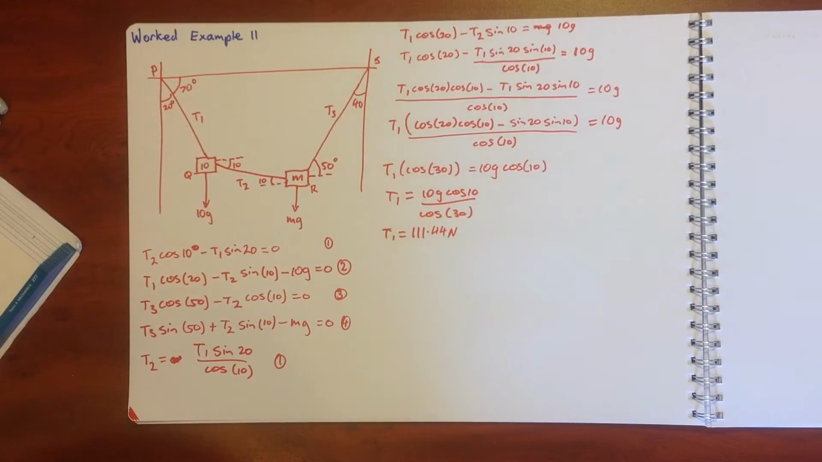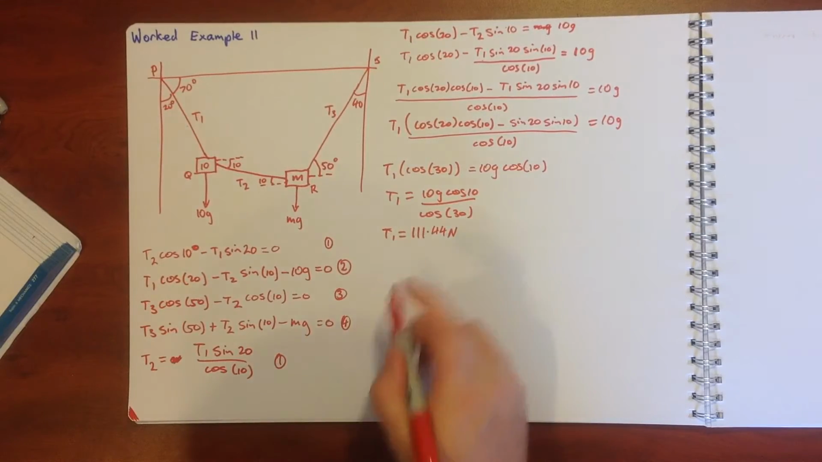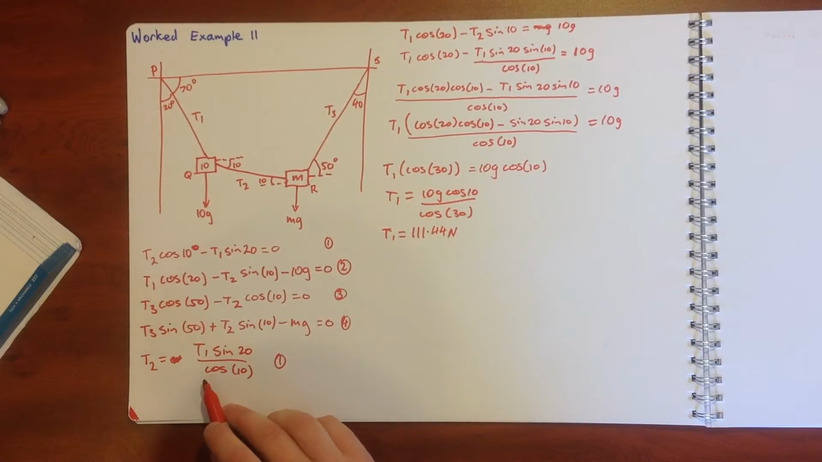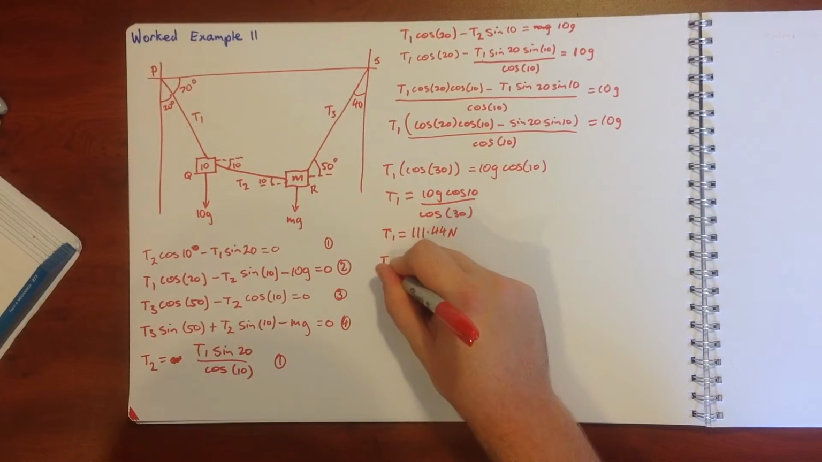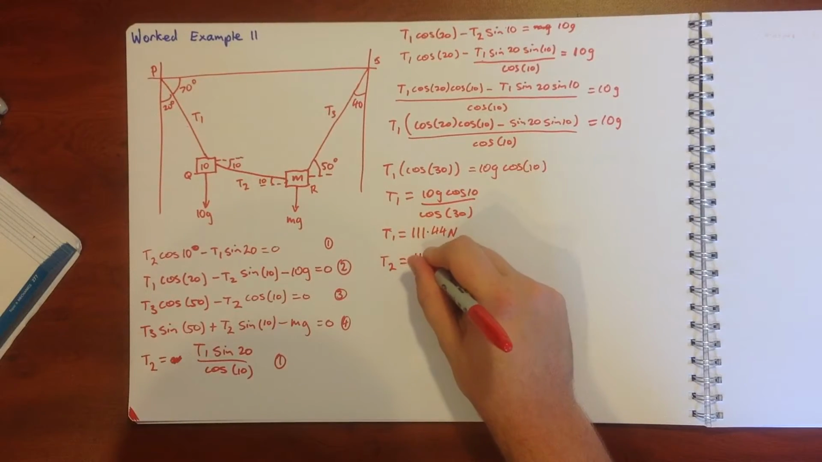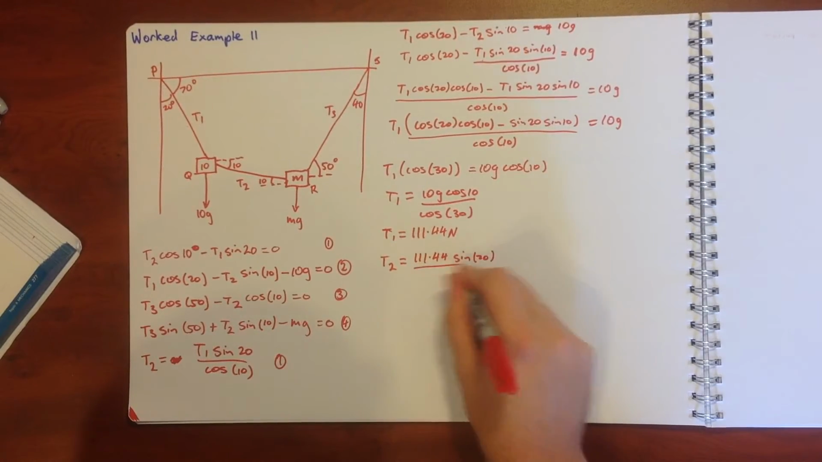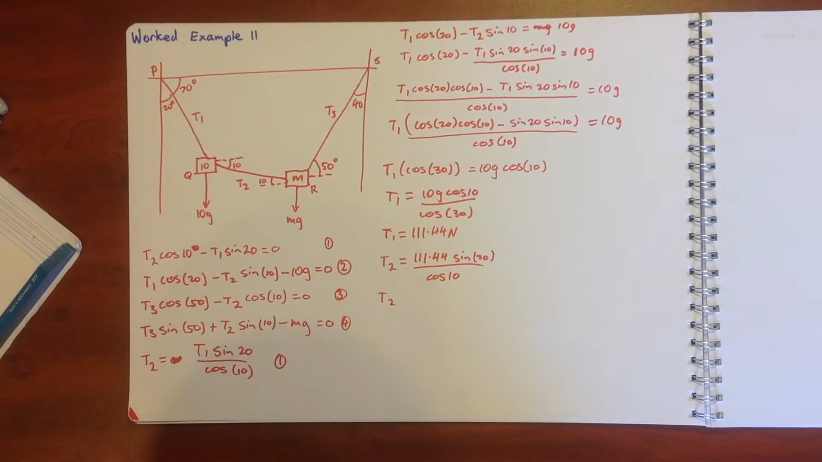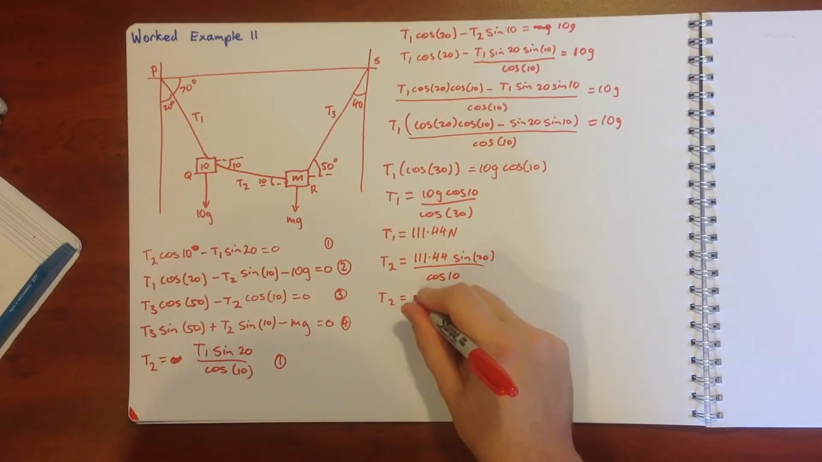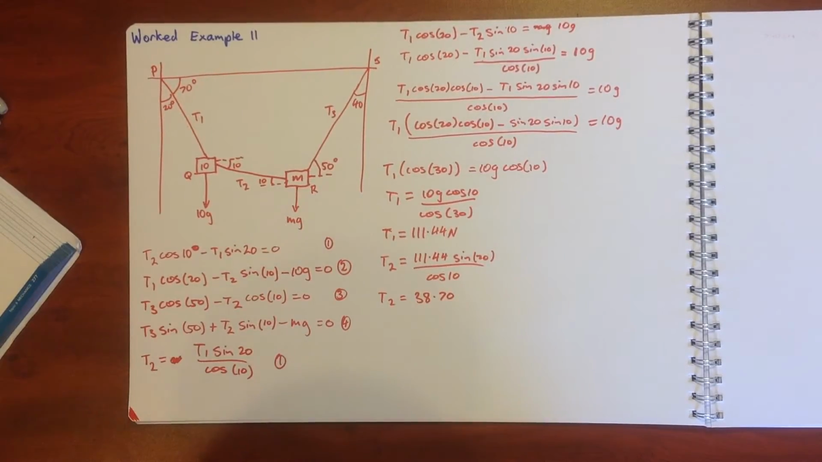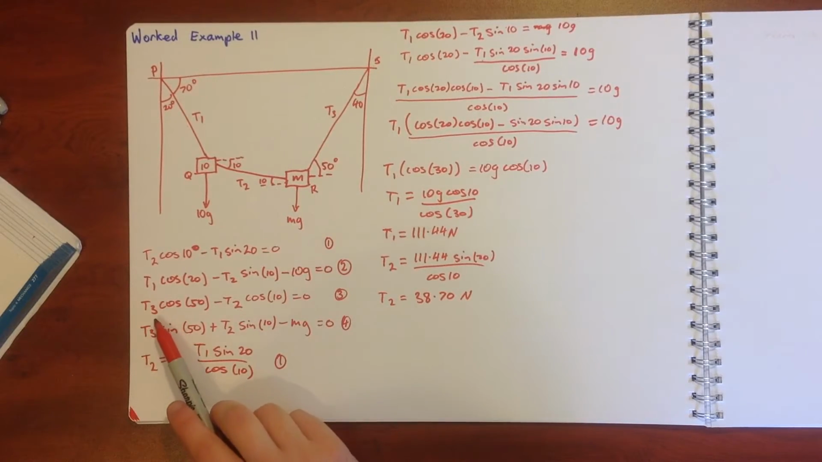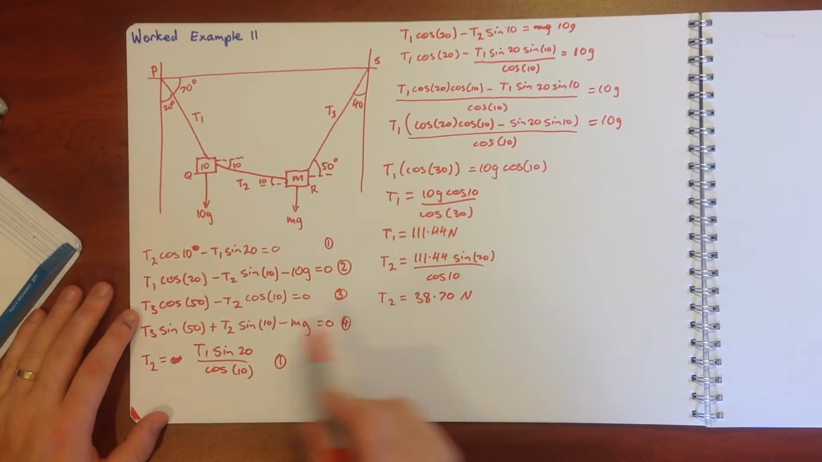So we can substitute back in our T1 into our T2, to get T2 equaling T1, well that's 111.44 times sine of 20 over cos of 10. So that means our T2 is going to equal 38.70 newtons. Now we can use these to solve for T3, because now we need T2 so we could get T3.